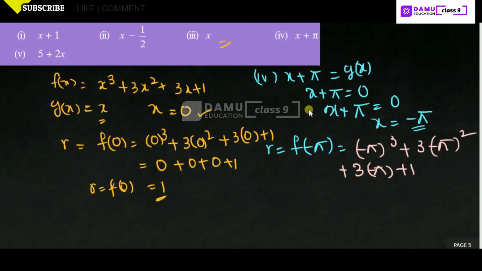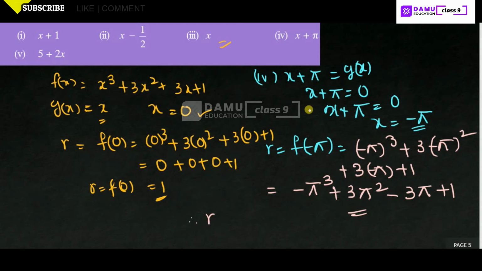So here minus 5 cubed, an odd power, will give minus 5 cube only. So minus 5 cube we will get. Here 2 is even, so it will become plus. So plus 3 into 5 square. Then plus into minus, minus 3 into 5 plus 1. Is there any simplification here? Nothing. So what is the remainder? Therefore the remainder will be equal to f of minus 5, which is minus 5 cube plus 3 into 5 square minus 3 into 5 plus 1. So this is the remainder.